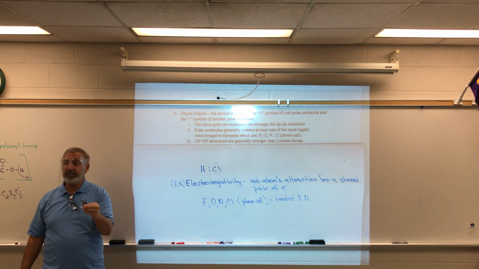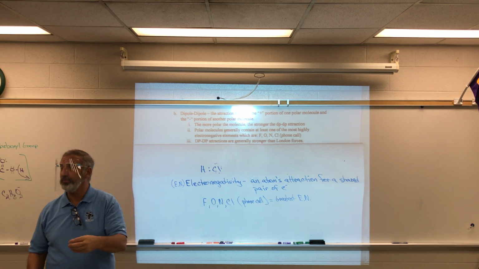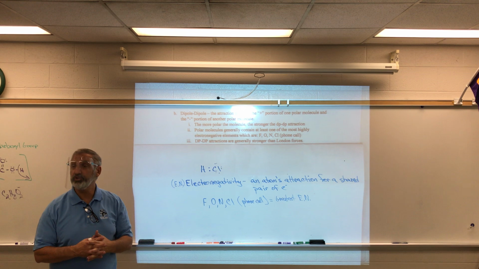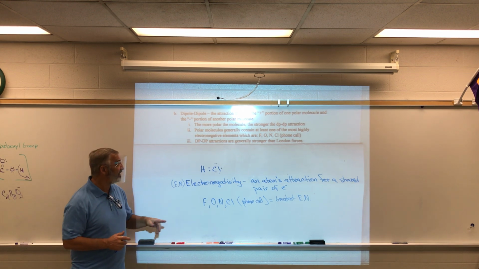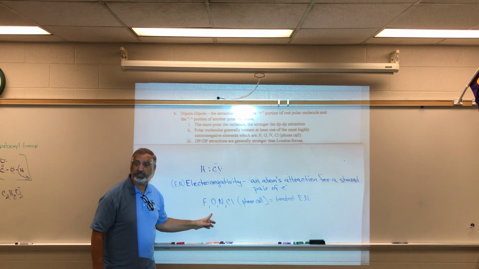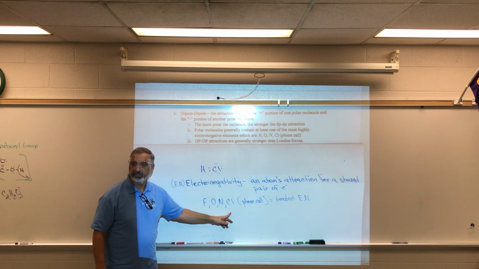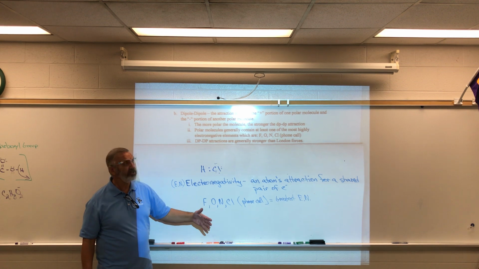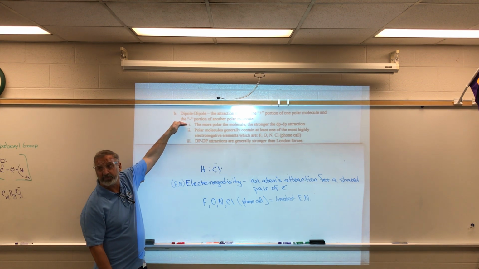When we get into bonding and molecular shapes, we'll talk about how to really determine whether a molecule's polar or not. But for right now, we're just going to look for these four elements. Any one of these four, not all four of them, any one of the four present. If any one of these four is present, we're probably going to have a polar molecule, which means it's going to have a dipole-dipole attraction.